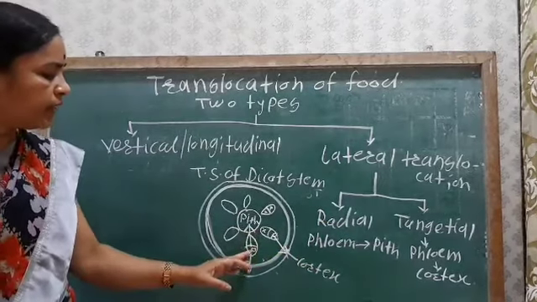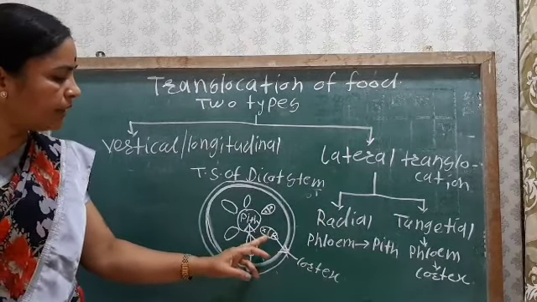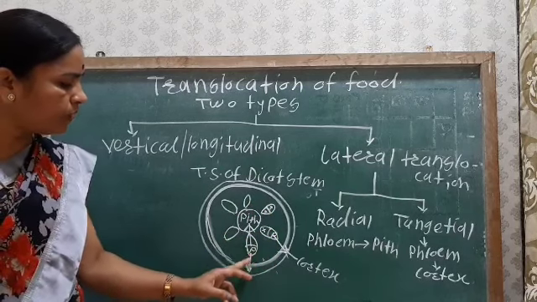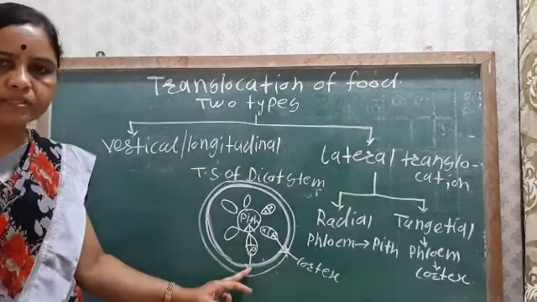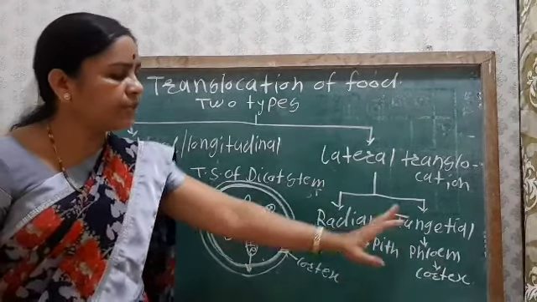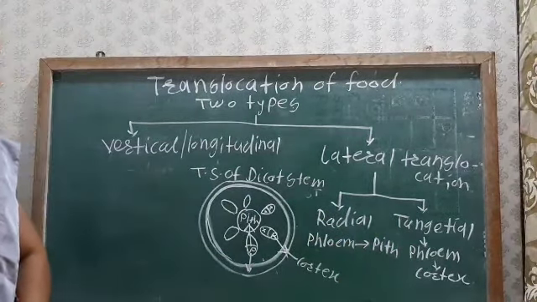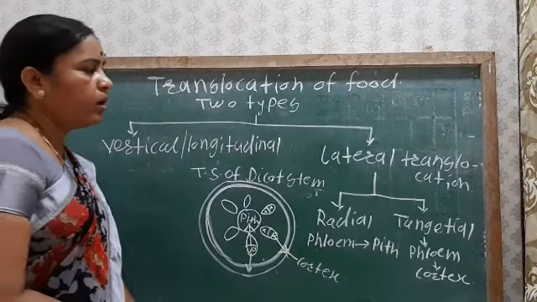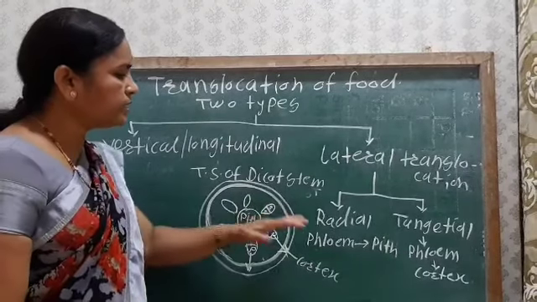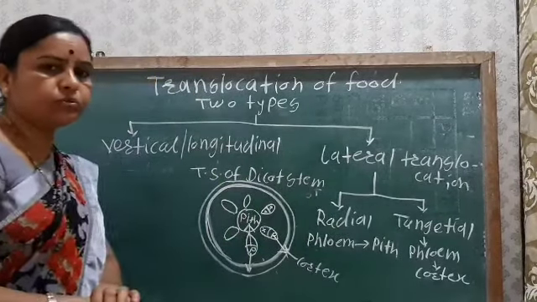While the tangential movement means what? Here the movement takes place from phloem to the outer part, that is the cortical region. So it is known as the tangential lateral translocation. So here it is about the translocation of the food.